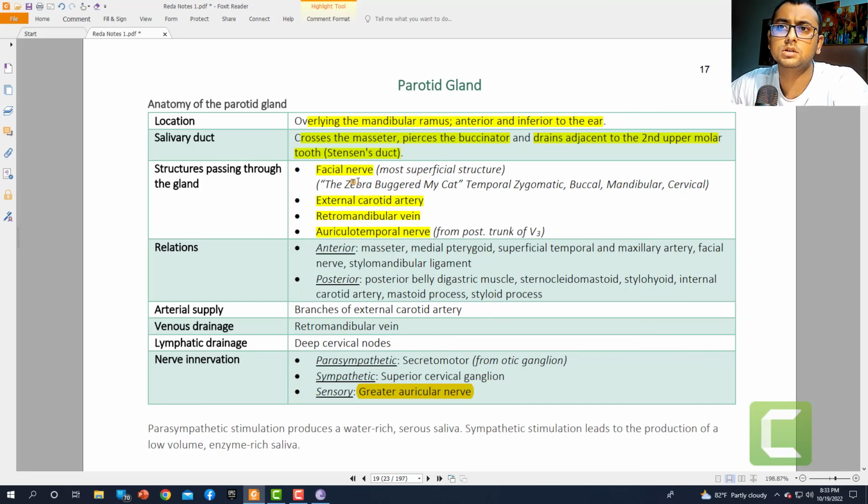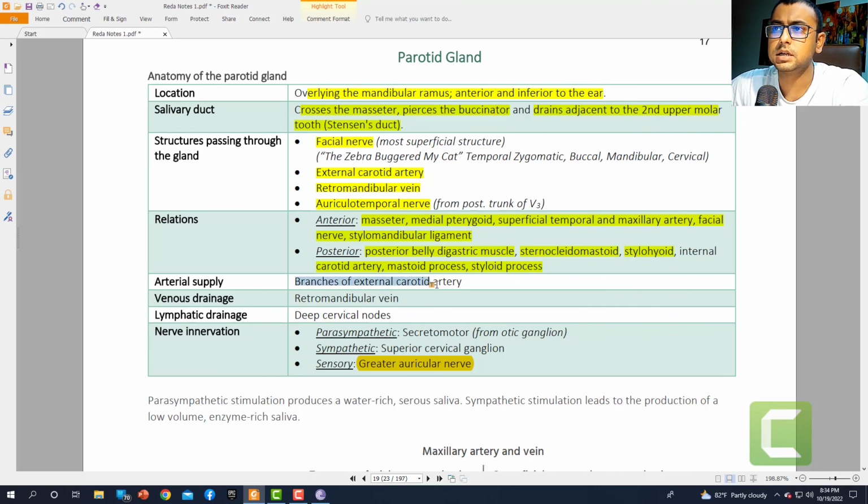What structures go through the gland? The facial nerve, external carotid artery, retromandibular vein, and auriculotemporal nerve. Relations are the masseter, medial pterygoid, superficial temporal and maxillary artery, facial nerve, and the stylomandibular ligament, posterior belly of digastric muscle, sternocleidomastoid, stylohyoid, internal carotid, and the mastoid process and styloid process.